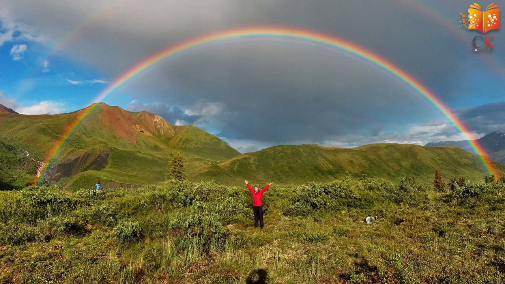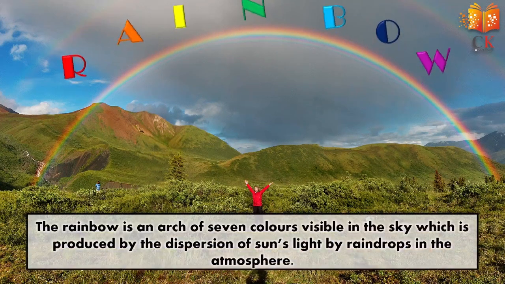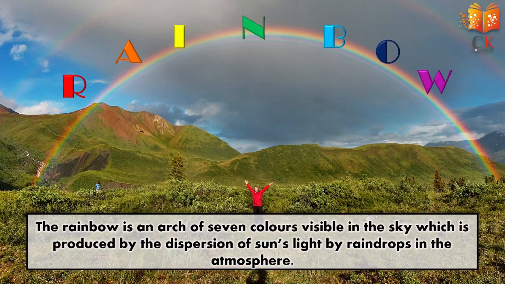Now the second phenomena which we will be discussing in this video is about the rainbow. So rainbow is basically an arc of 7 different color which is visible here. So this is an example of a dispersion which is happening in our nature.